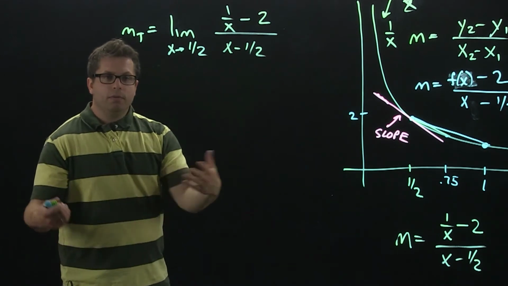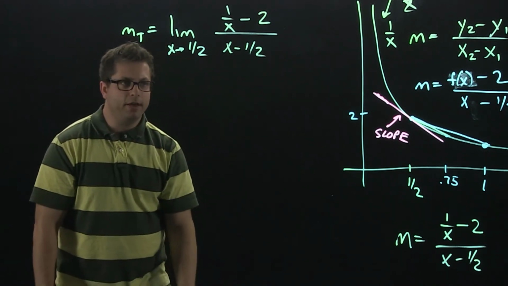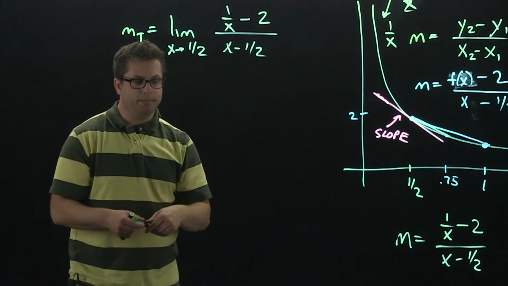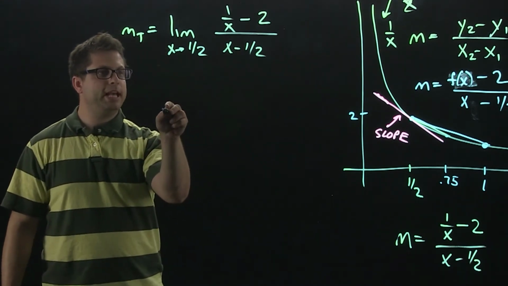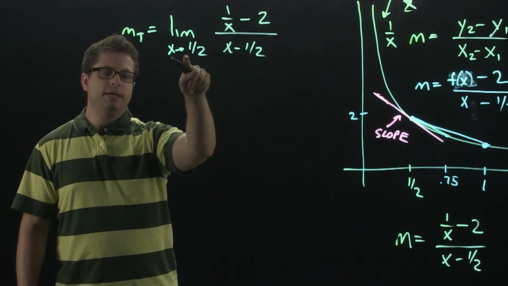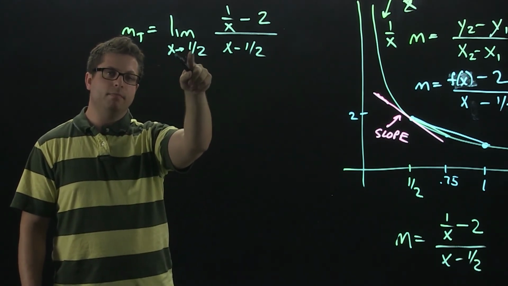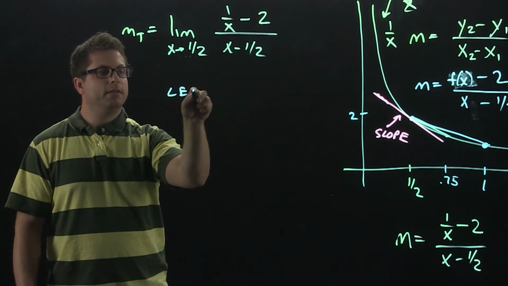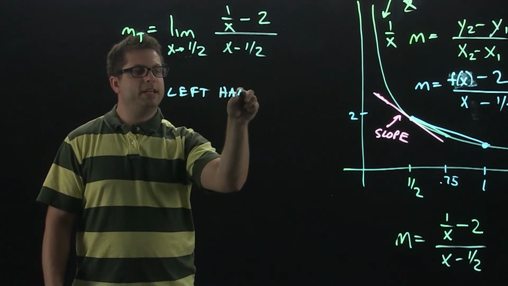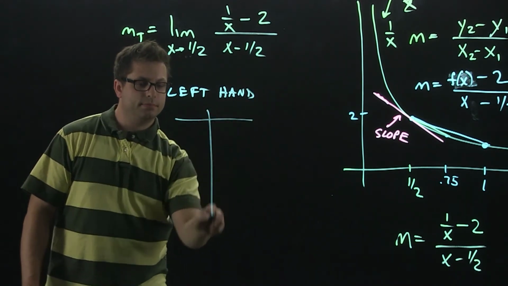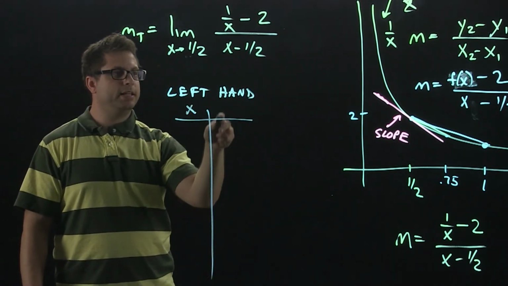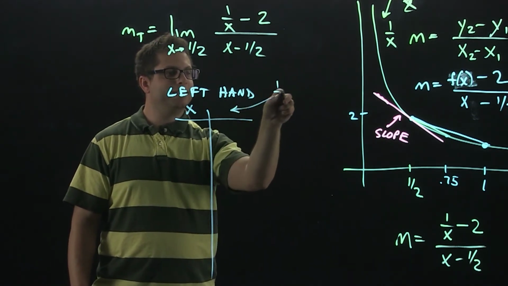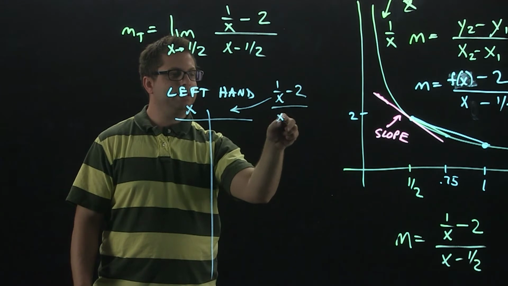In a previous video, we went over how you construct a table of values in order to find a limit. It's going to be the same here. We're going to set up 2 different tables because this is a general limit. That means x can approach 1/2 from both the left-hand side and the right-hand side. Let's start with the left-hand values. We have x, and then we have that function, 1 over x minus 2 over x minus 1/2.